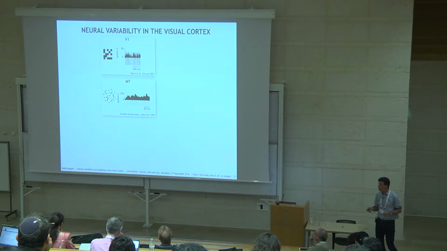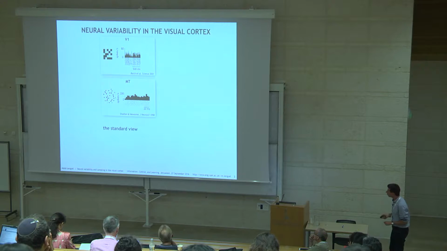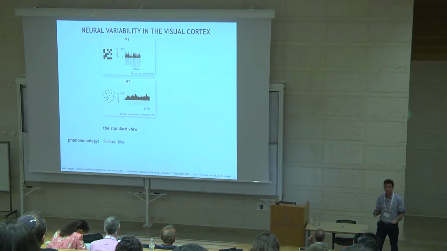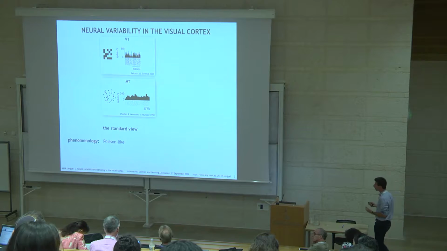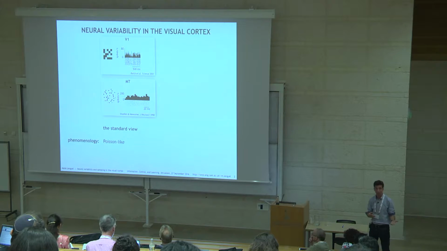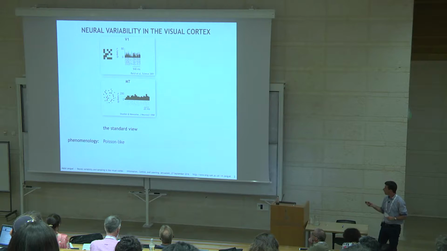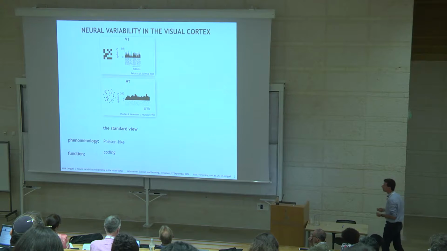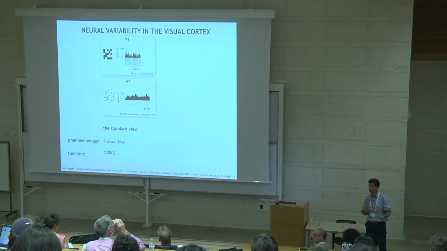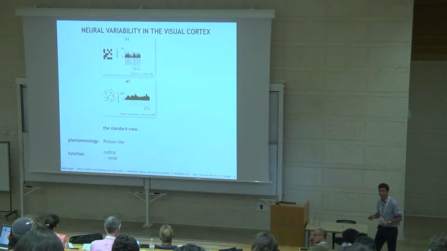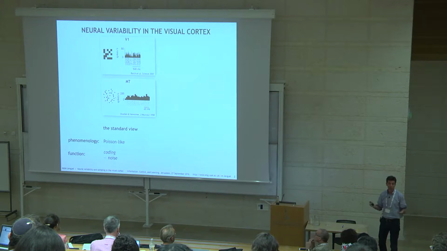Okay, so this is a phenomenon that has long been known in neuroscience, and the way we've been thinking about this is that phenomenologically, it's mostly regarded as Poisson-like. So that it obeys Poisson-like statistics: the variance of spike counts scales with the mean of spike counts. We have seen examples of this in previous talks, so I don't need to explain it any further. Now, functionally, the main framework in which this variability has been looked at is that of neural coding, where people are interested in how much information there is between stimulus and response, and so on and so forth. And in that context, any variability is essentially a kind of nuisance. It's noise, and we would be much better off with less variable responses.